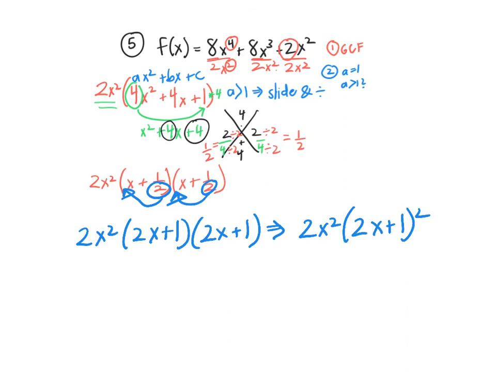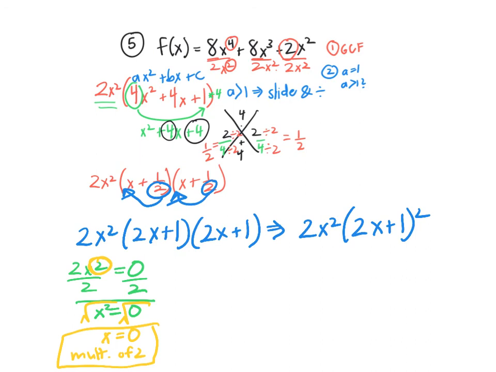For my first 0, we have 2x squared equals 0. I'll divide both sides by 2. I get x squared equals 0, excuse me. I'll take the square root of both sides, and we get x equals 0. And remember, we had that 2 as our exponent, so this is going to have a multiplicity of 2.